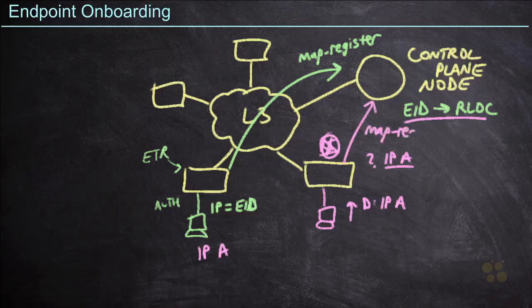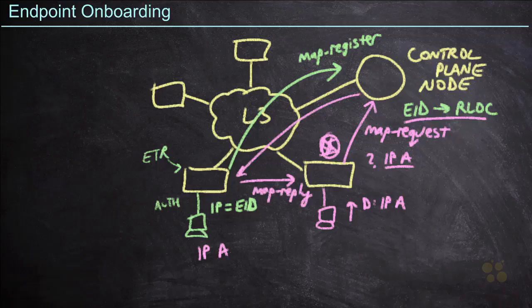This is called a map request. And the control plane node is going to receive that map request and do something maybe a little bit unexpected. It's going to forward that map request to the ETR that originally advertised it. And then the ETR is going to send a map reply back to the requester.